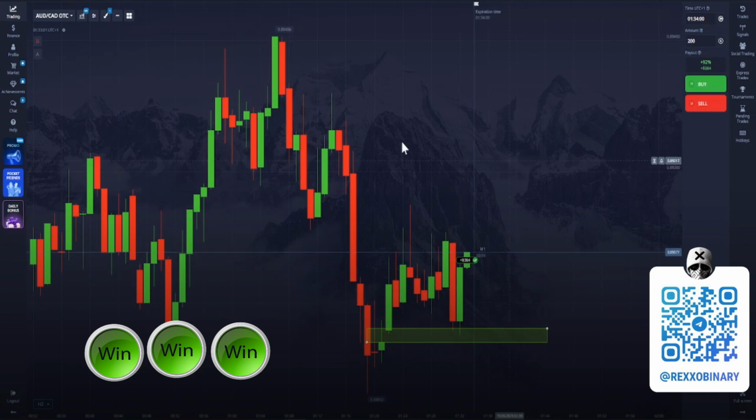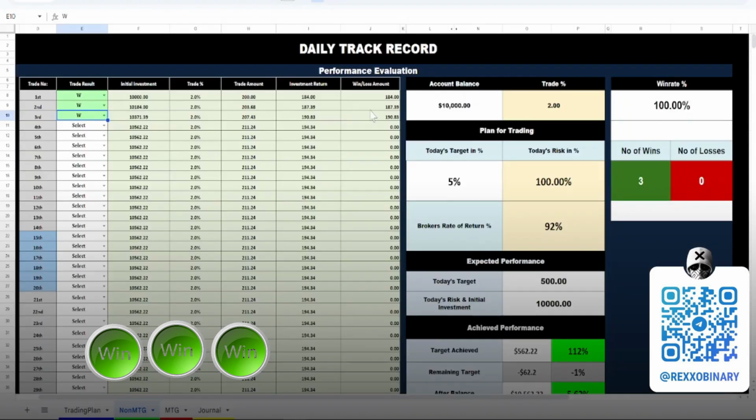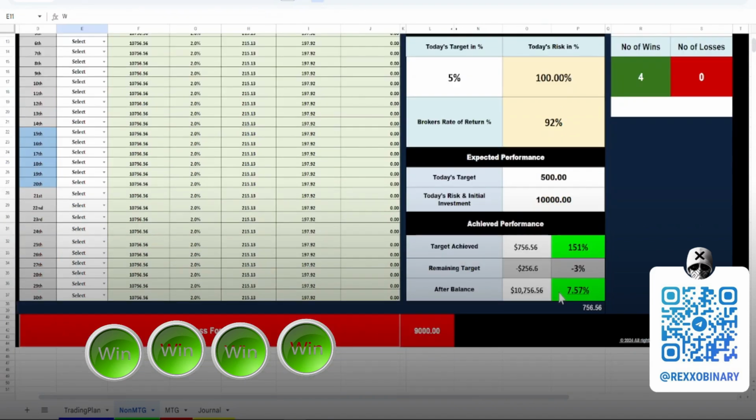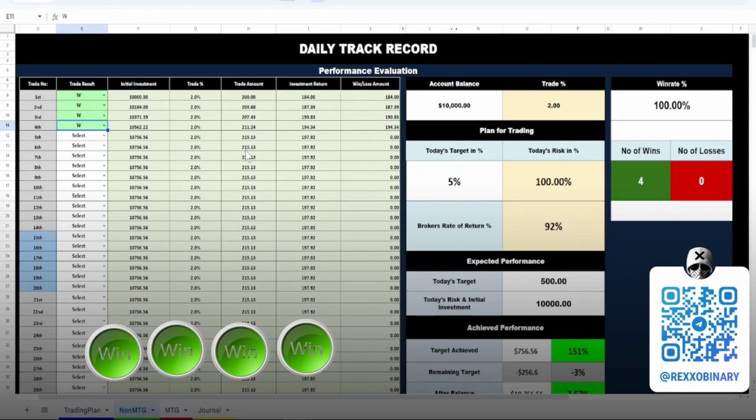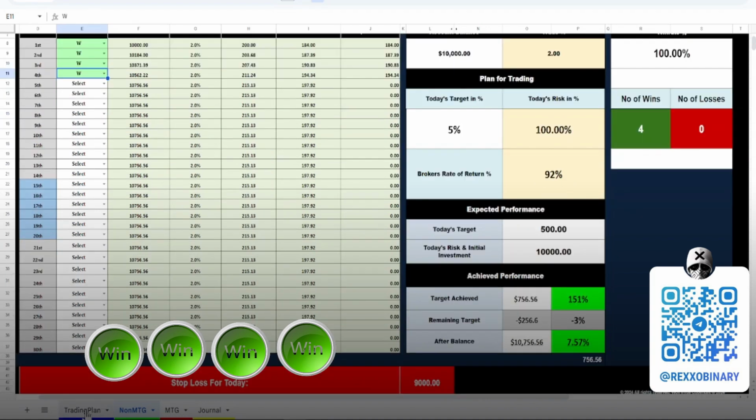Okay, so we won that trade. So let's put this to win. Okay. So achieved 7% approximately. I didn't add this last digit, but it's all good. So I closed for 10,756 approximately.